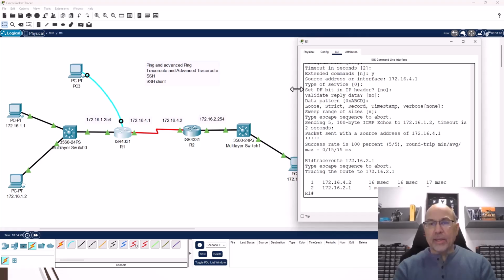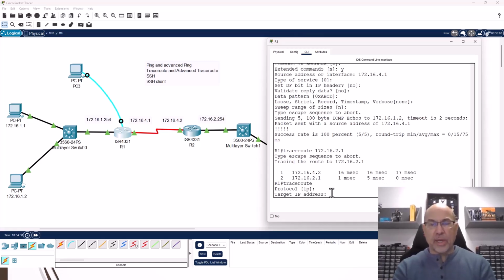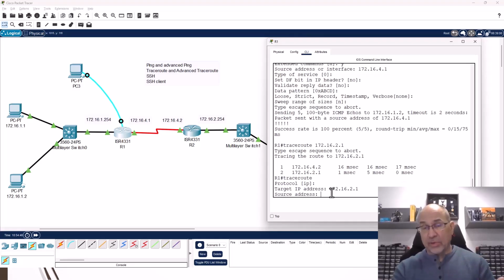Now, like the extended ping, we also have extended traceroute, and it's the same thing where you can specify the target address, but the important part is being able to specify the source address, and that would give you an opportunity to test different pathways, or at least test the response to different source IP addresses.